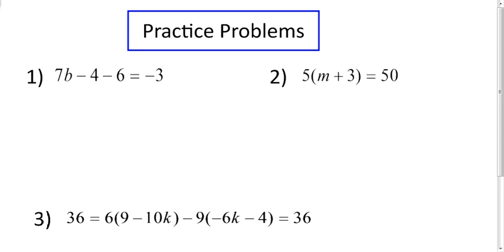Why don't you practice these problems here? Hit pause and solve them as best you can, and then hit play, and we'll see if your answers and mine match up.